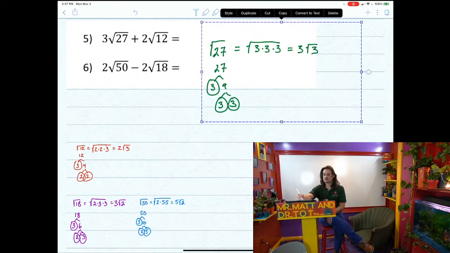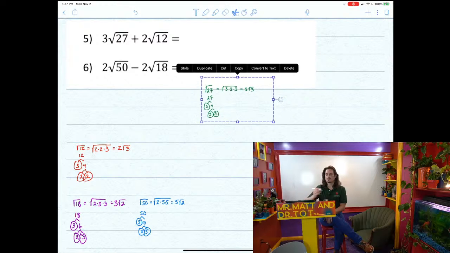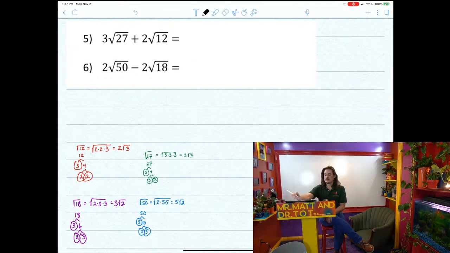So instead of the square root of 27, I can write 3 times the square root of 3. Now you still have that coefficient of 3 on the outside right here, so you can't forget that. But then we also have this coefficient of 2, and that's from this guy right here.